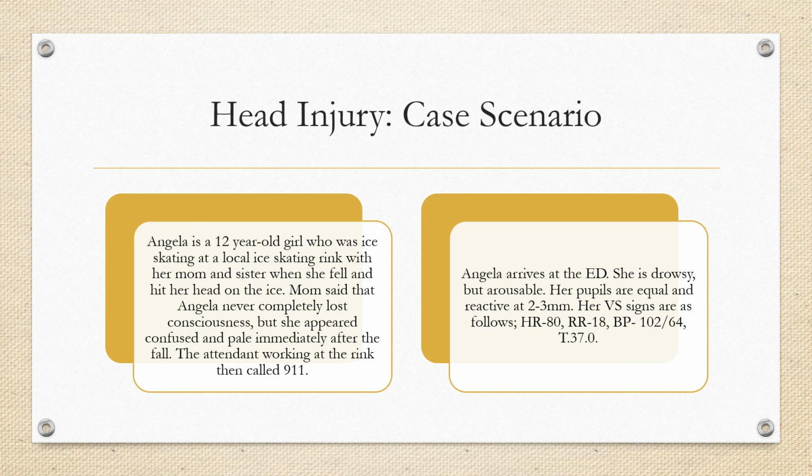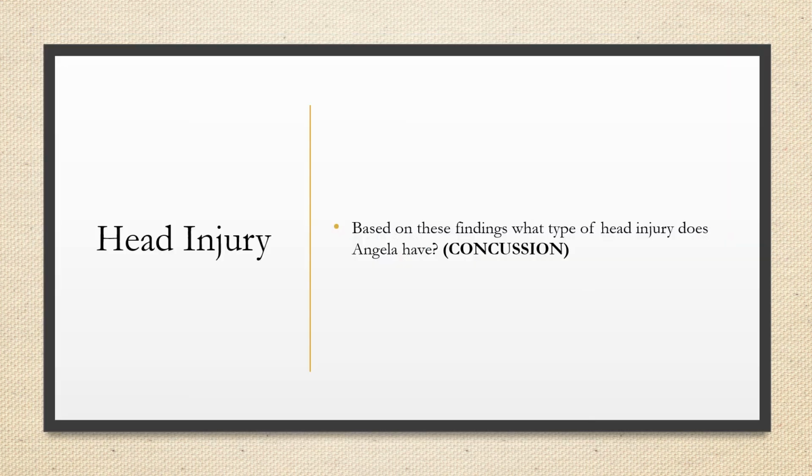Angela arrives at the emergency department. She is drowsy but arousable. Her pupils are equal and reactive at 2 to 3 millimeters. Her vital signs are as follows. Heart rate is 80, respiratory rate 18, BP is 102/64, and temp is 37 degrees Celsius. So that all looks fine. Based on the findings that we just discussed, what type of head injury does Angela have? So at this time we have a concussion.